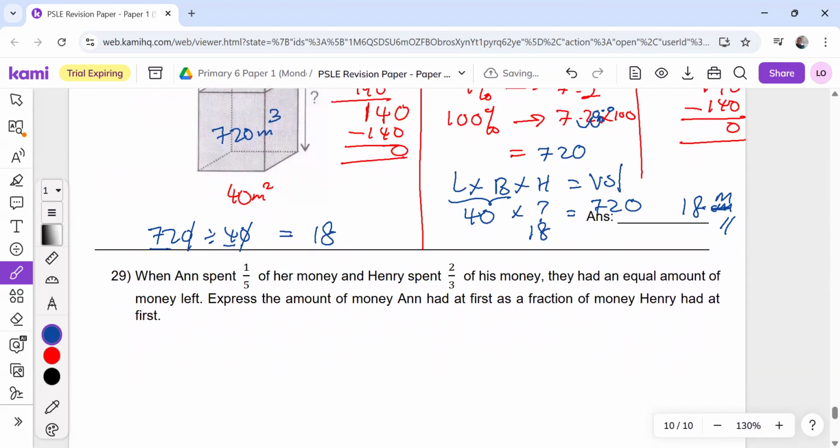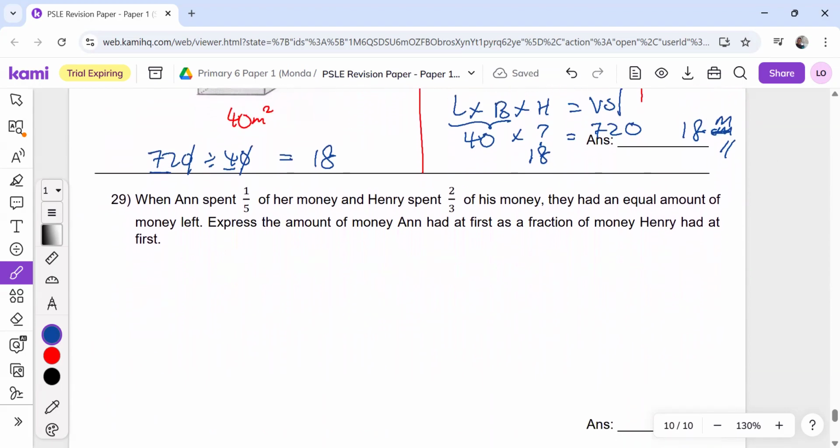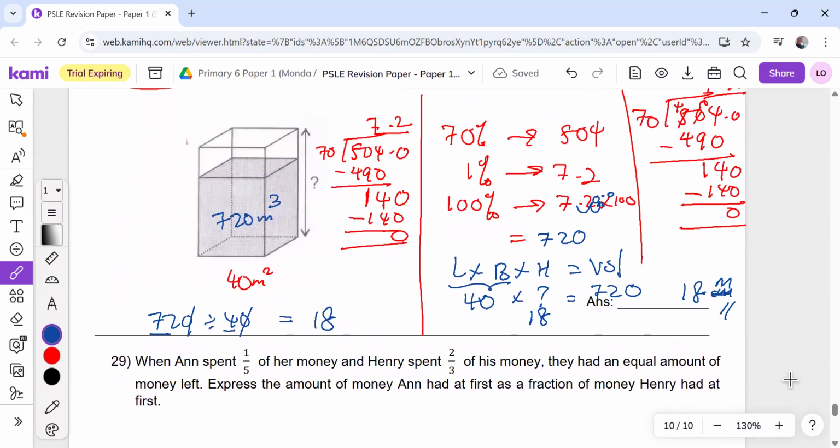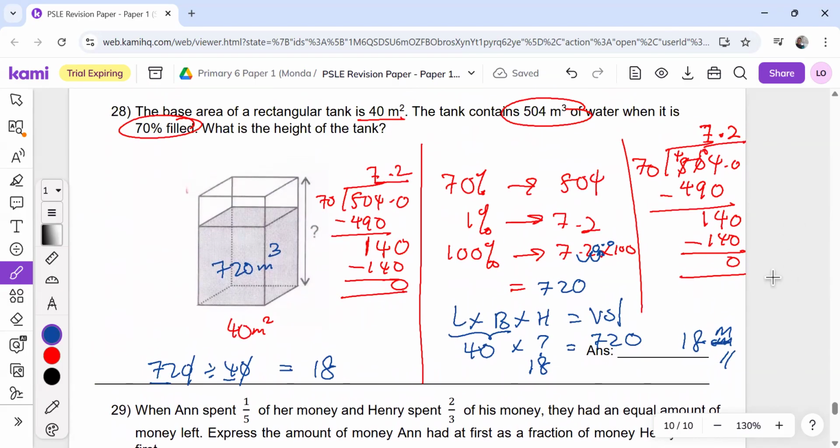Now, fraction means model. And this one, I hope you also know how to do. Yeah, Jacob? I'm not done. Oh, okay, come. We'll wait for you.